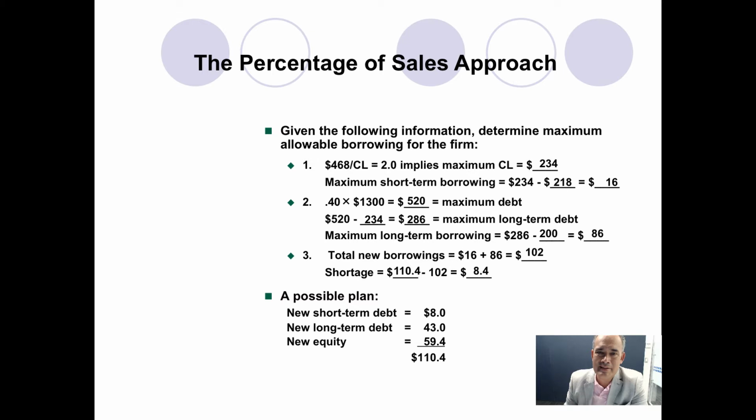So the external financial needs that I have, $8.4 million, I necessarily have to gather by issuing some equity. This is the optimal way in which I should gather money: $16 million in short term, $86 million in the long term, and $8.4 million as capital. As you can see, a possible plan could be $8 million as short-term debt, $43 million as long-term debt, and $59 million as capital, which in total is $110.4 million.